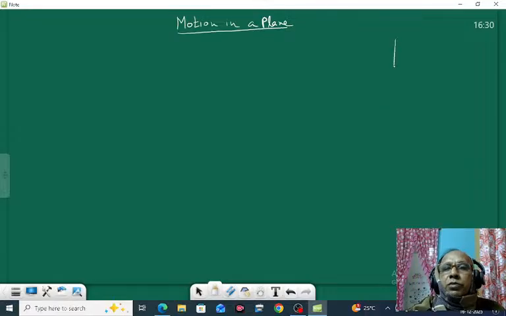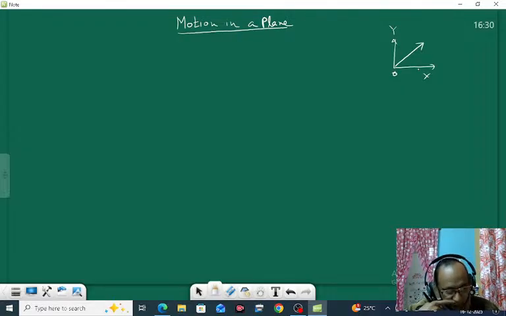If the dimension is 2, that is Ox and Oy, this is Ox, this is Oy, and the displacement is in this way. This is the position vector. The motion of a body that takes place along two different directions with respect to the origin, O is the origin, at the same time is called two-dimensional motion or motion in a plane.